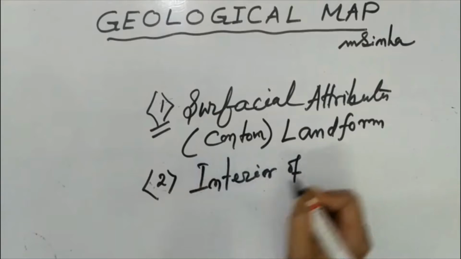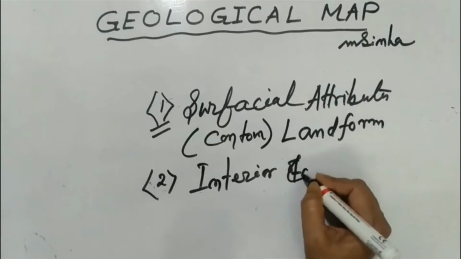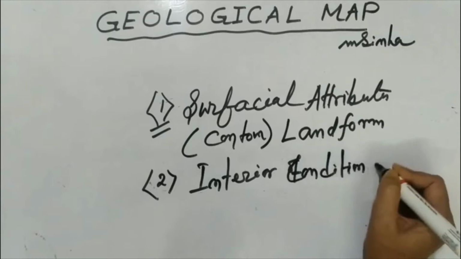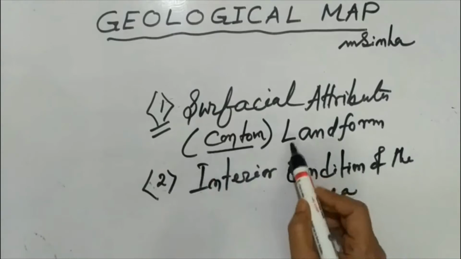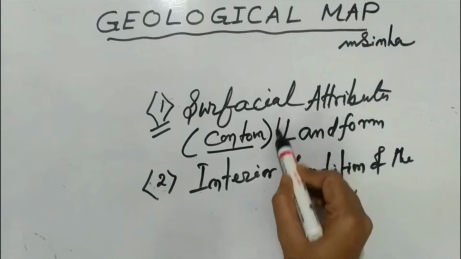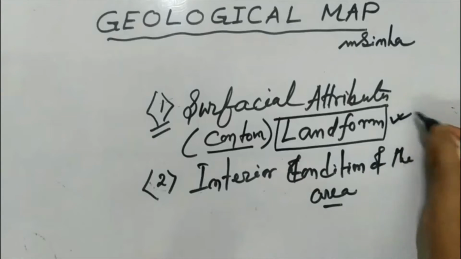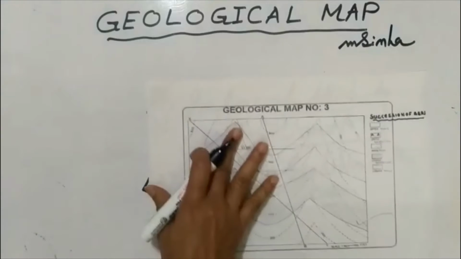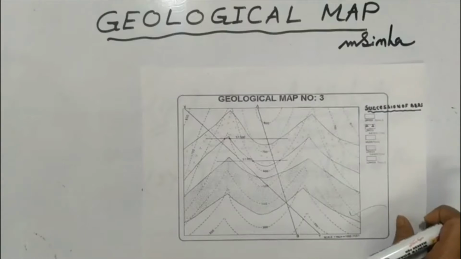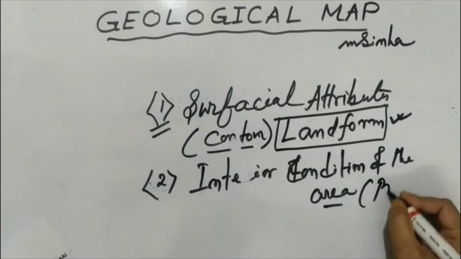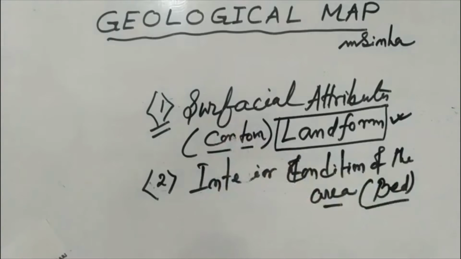The interior structure, or interior conditions of the area. Okay, contour value shows the height information of that area, and we can easily get the idea of landform. And through the beds and succession of rock beds we can easily get an idea about the interior condition of that area. Okay, these are the two basic things we can get from a geological map.